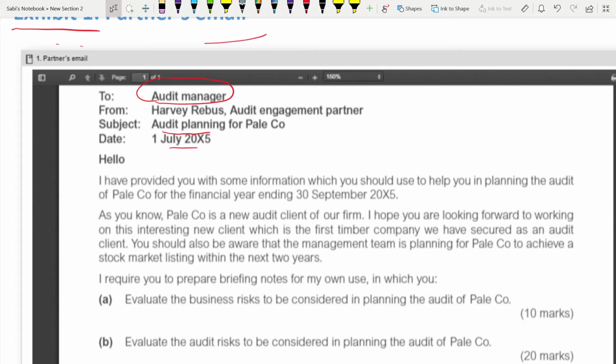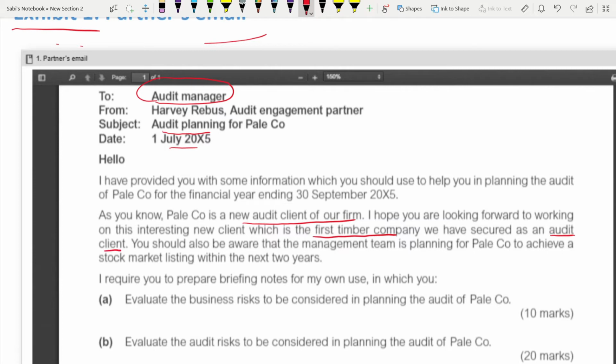I have provided you with some information which you should use to help you in planning the audit of PAIL for the financial year. As you know, PAIL is a new audit client of our firm. He's a new audit client because sometimes you could be an existing auditor for that client. I hope you are looking forward to working on this interesting new client, which is the first timber company we have secured as an audit client.